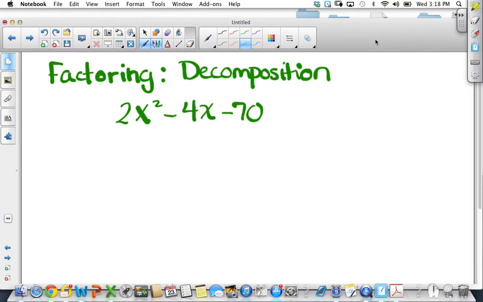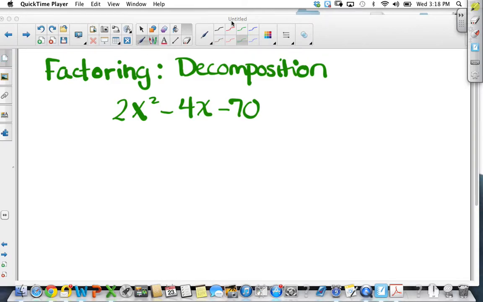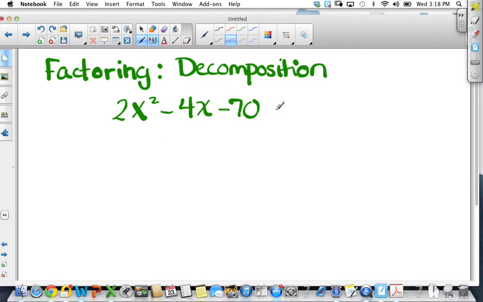It is factoring by decomposition. Well, first thing you always do is look for a GCF, and I do see that this term has a GCF, so I'm going to factor it out. Don't lose that 2. You're going to need it all the way down.